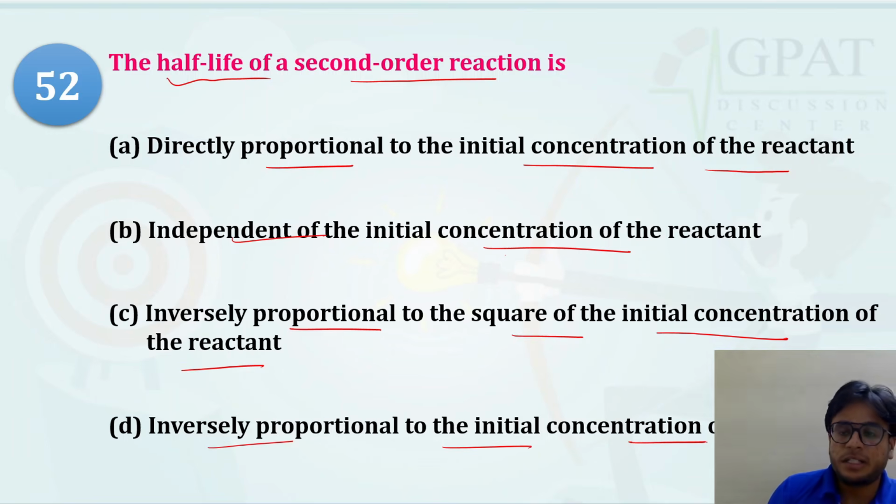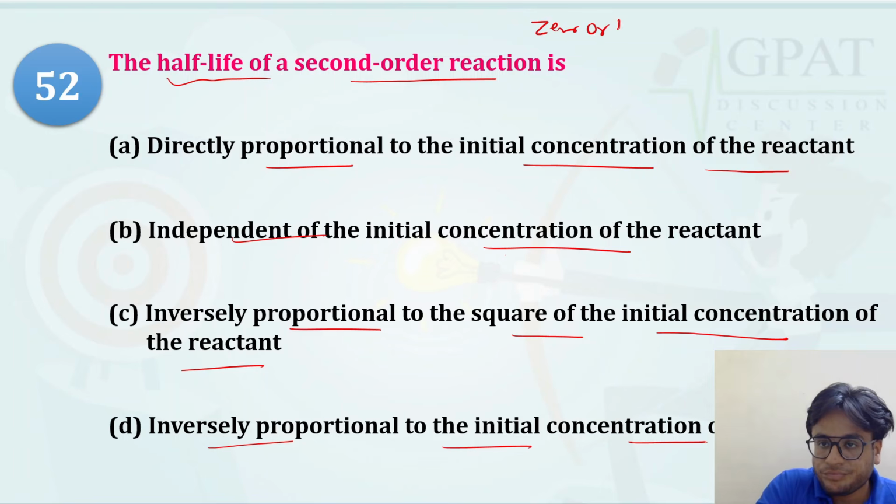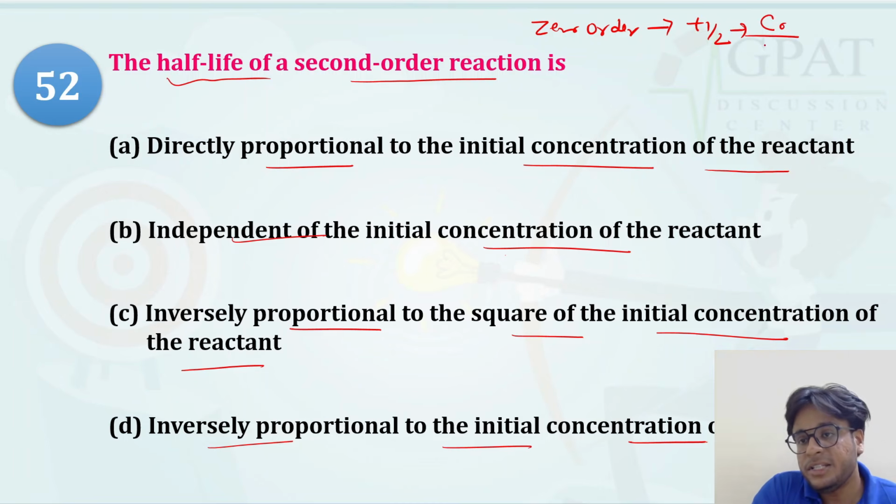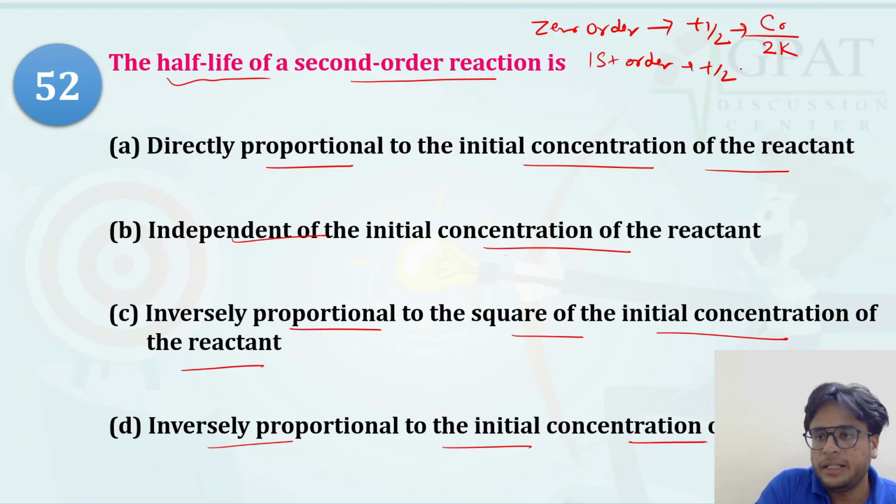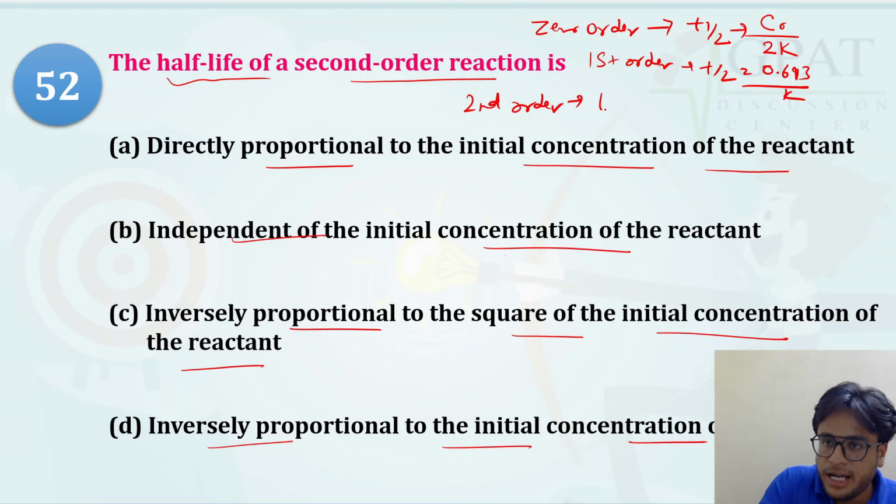Okay, so we have to first write the equation for the half life that is related to different types of reaction. So for a zero order reaction, the T half can be written as C naught, that is the initial substrate concentration, divided by 2K. For the first order reaction, the T half can be written as 0.693 divided by K, and for the second order reaction, the T half can be written as what? 1 by K C naught.